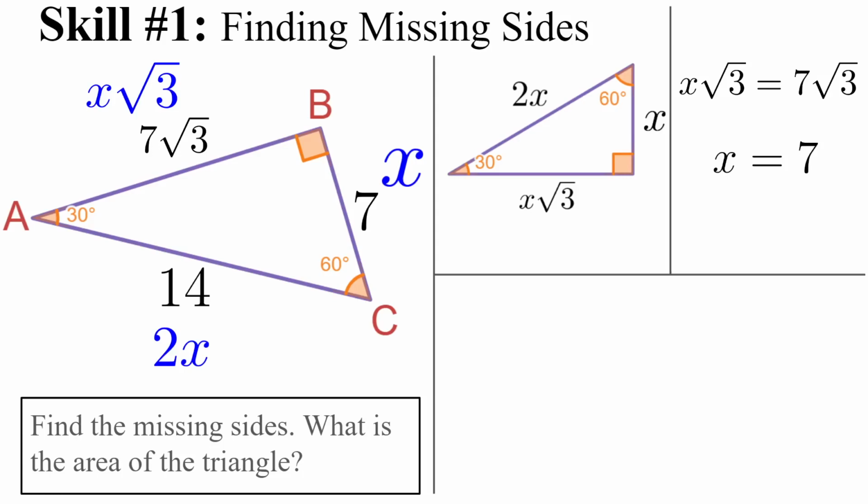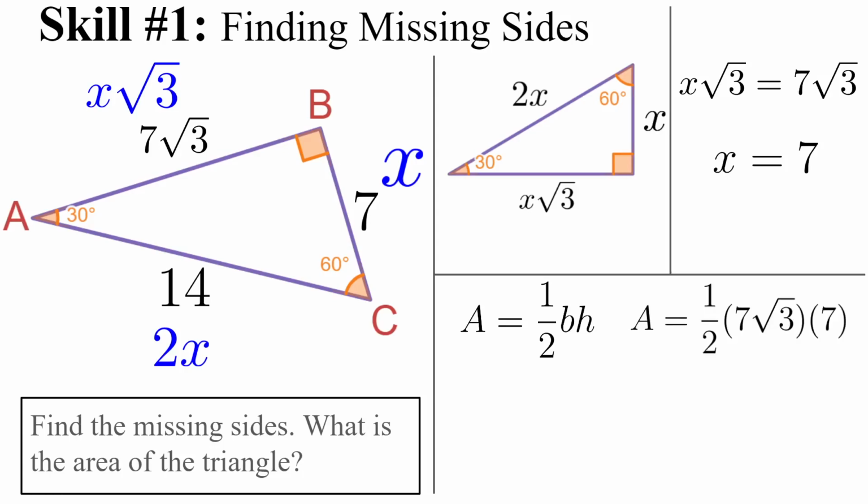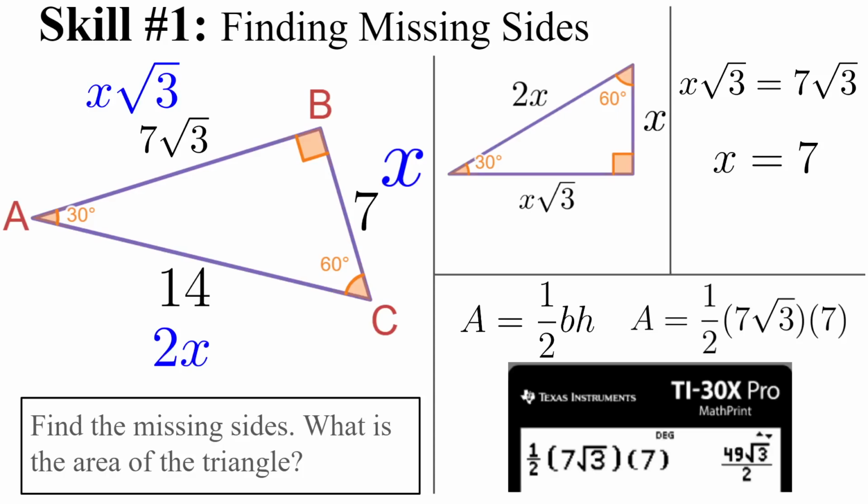And now we're going to find the area of this triangle. So remember, the area of any triangle is 1/2 base times height. When you have a right triangle, the base and the height are just the legs, in other words, the two sides that are not the hypotenuse. It doesn't matter which is which. So I'm going to do 1/2 times 7√3 times 7. And that should give us 49√3 over 2, which would be our final answer.